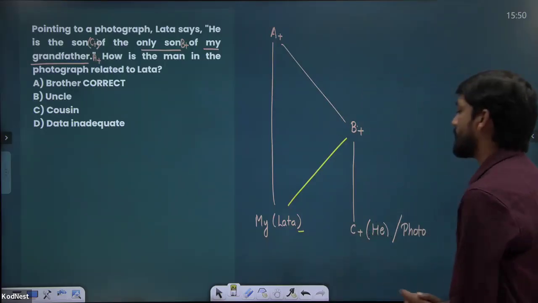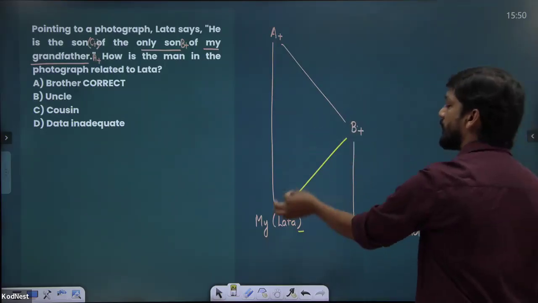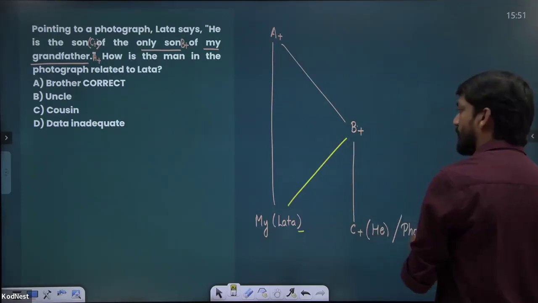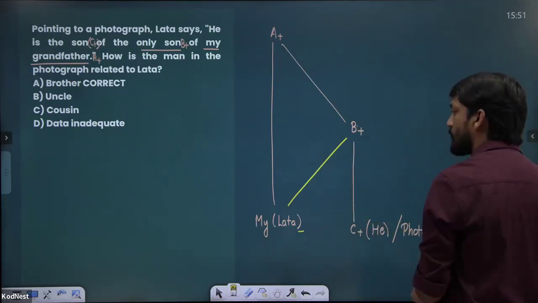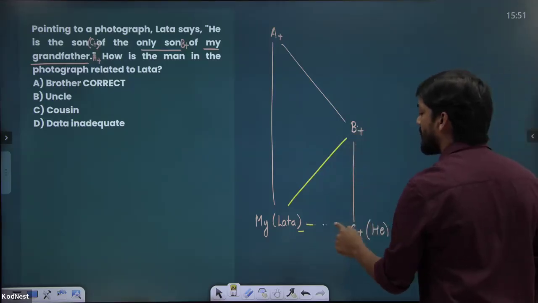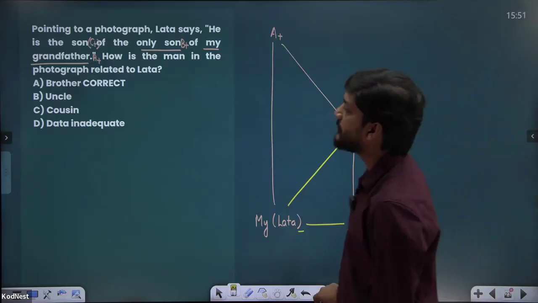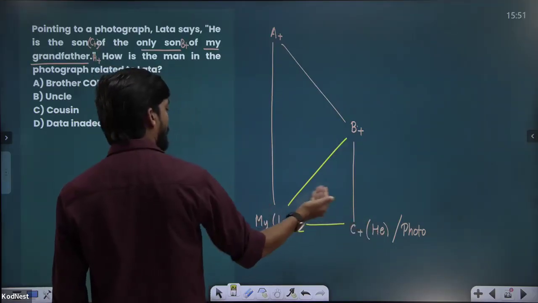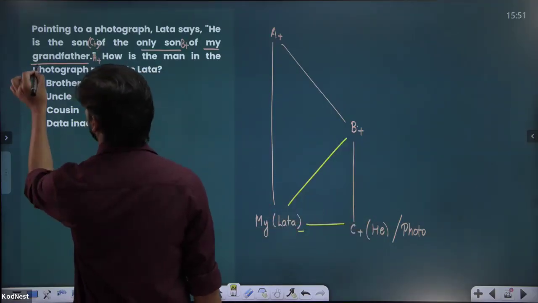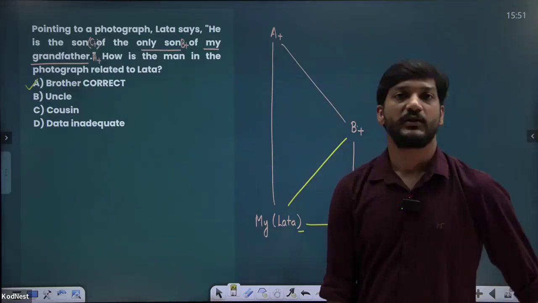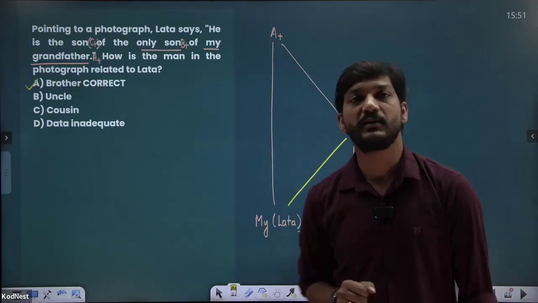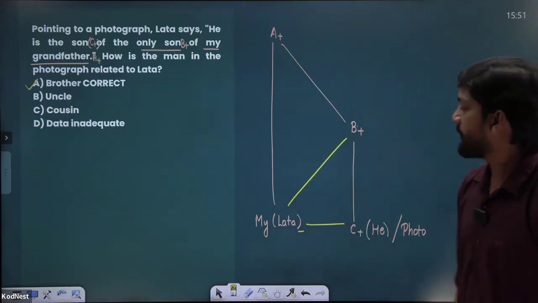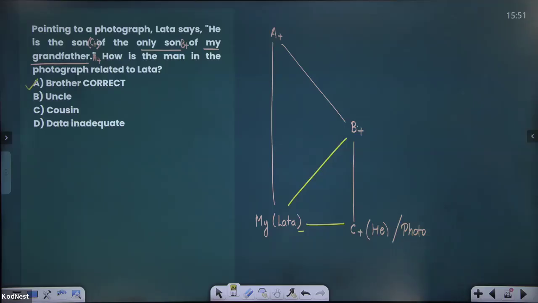All right. So this person is the father of Lata. This person is the father of C plus also. So same father, that means they are brother and sister. So the person in the photograph is the brother of Lata. So this way you will say brother is the right answer. You will not say data inadequate. See please carefully.